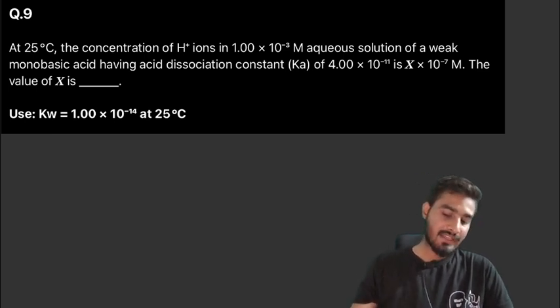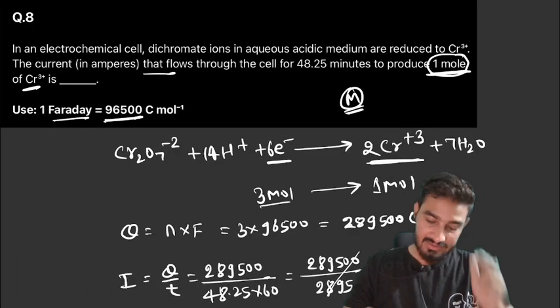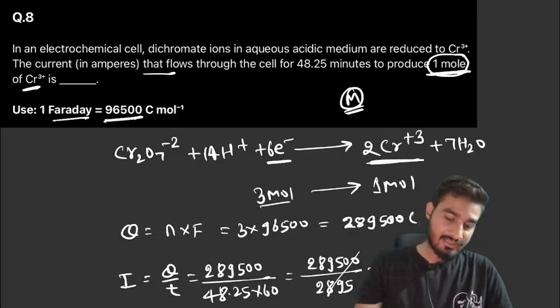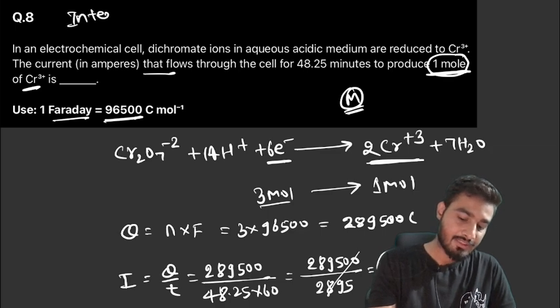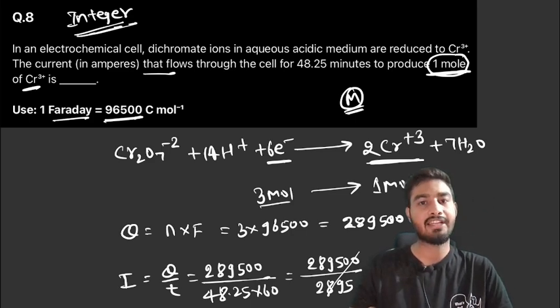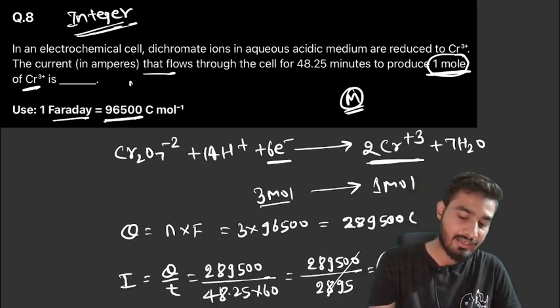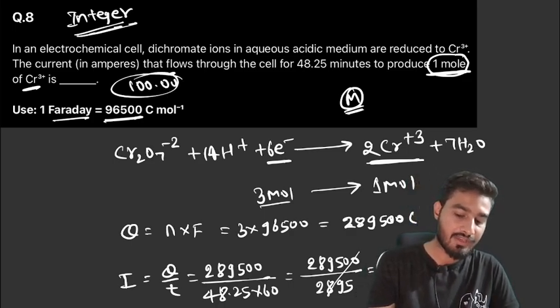At 25 degrees Celsius, the concentration, okay, this is an integer based question. Integer based, that's why options are not there. So up to two digits after the decimal we have to mark the answer. So if the correct answer is 100, we have to fill 100.00.